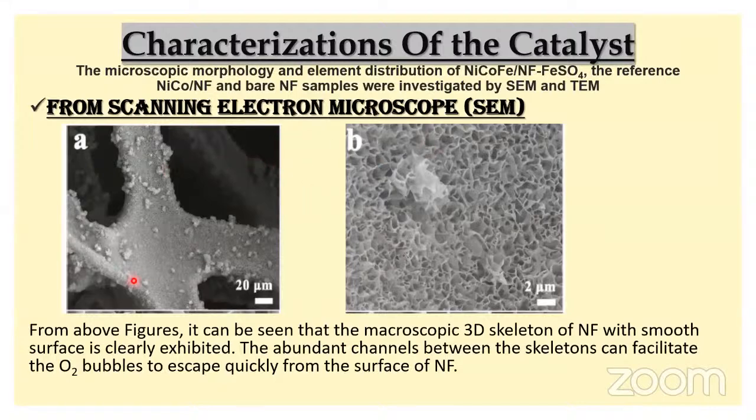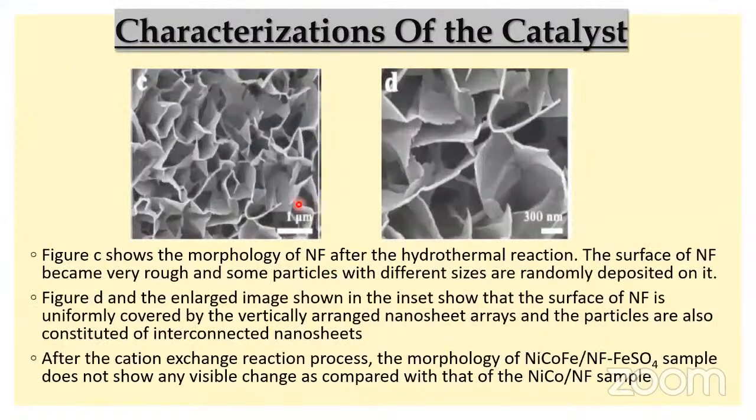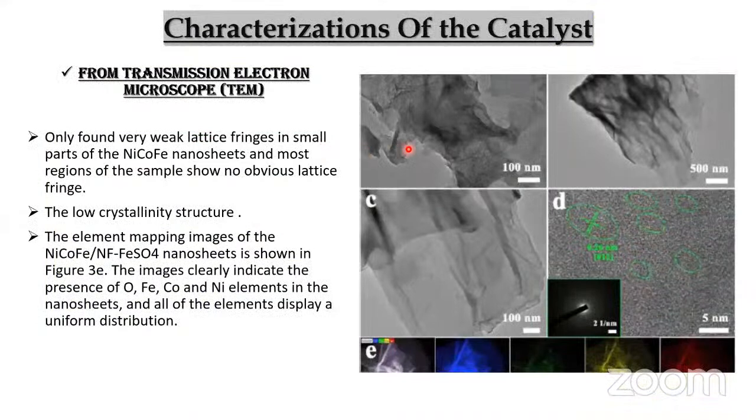From the scanning electron microscope, in the above figure we can see the macroscopic 3D skeleton of NF with a smooth surface and abundant channels between the skeleton. These abundant channels facilitate the oxygen bubbles to escape. These are the enlarged pictures of the previous one, which show that the whole catalyst is covered by a vertically arranged nanosheet array, which is very effective in this case.